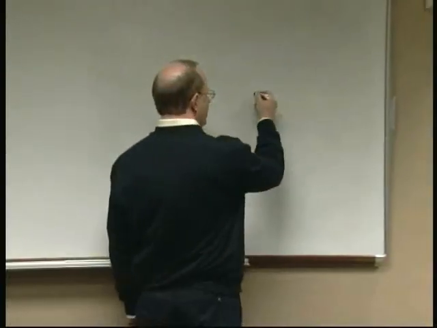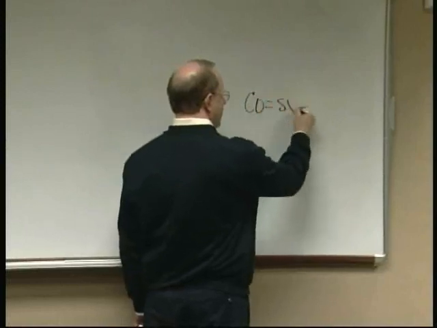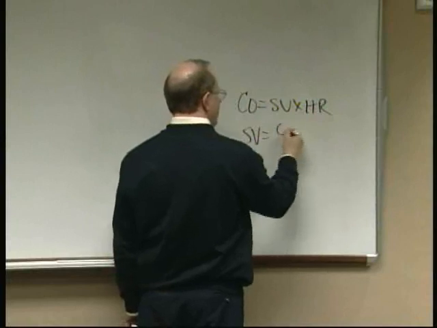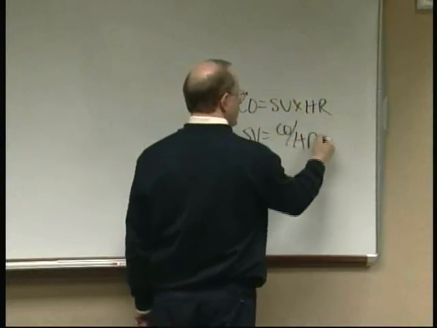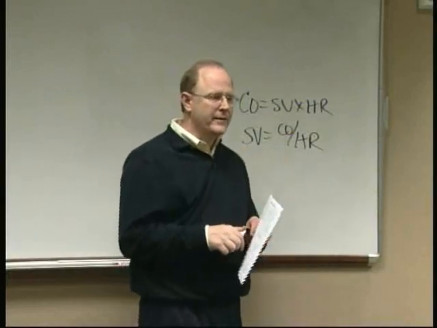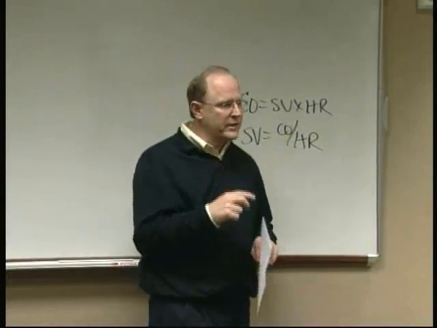And stroke volume is a ratio of what? What's the formula for cardiac output? Cardiac output equals stroke volume times heart rate. So stroke volume equals cardiac output divided by heart rate. So what you're getting is flow per heartbeat, and that tends to be a pretty interesting number.